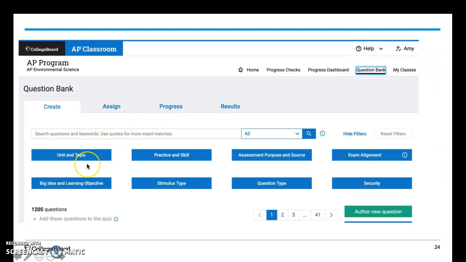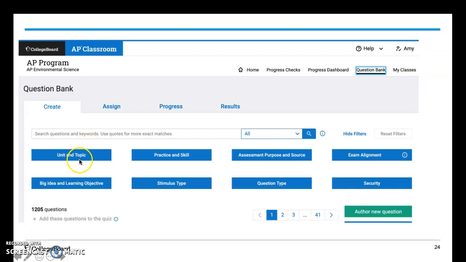Look at all of these different ways I can filter for questions. Every question that has ever been administered on an AP exam is in this question bank. And I did some item tagging for the College Board. So I went through and clicked all the little boxes for every question and then collaborated with a colleague to make sure where those fit.